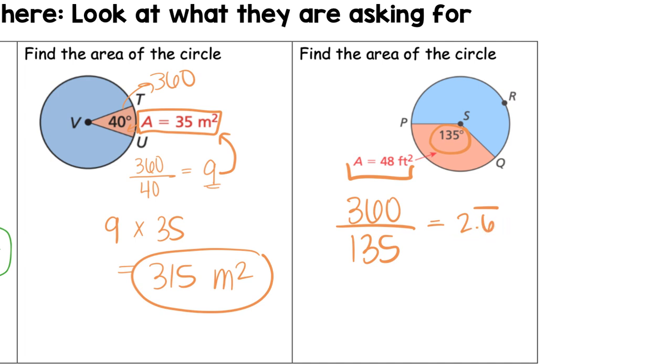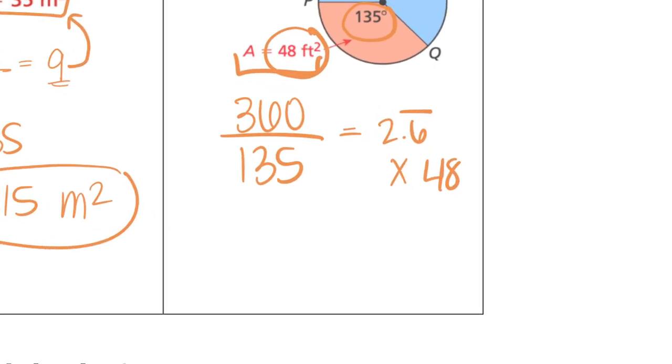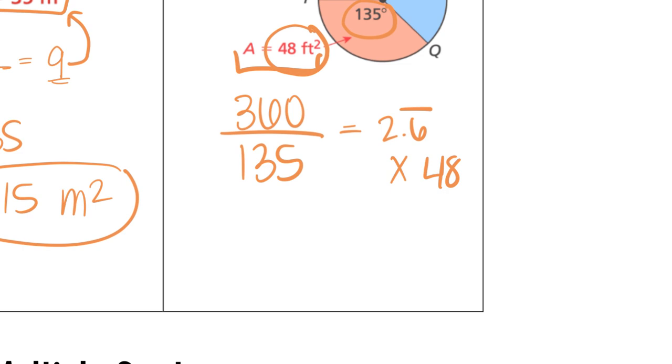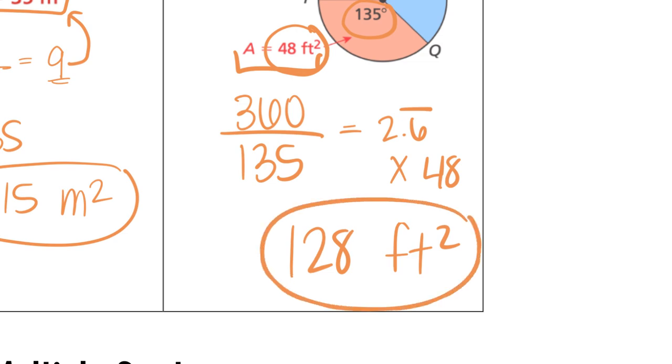I would just leave that in your calculator screen, right? Leave all those decimals in your calculator, and then you can times that by 48 because that was the area of one of the sectors. So if you do that times 48, you get 128. So that would be the area of the whole circle, 128.